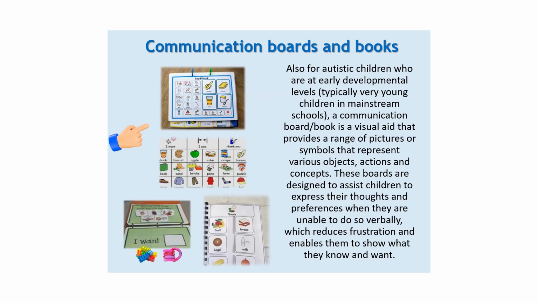Communication boards and books. Also for autistic children who are at early developmental levels, typically very young children in mainstream schools, a communication board or book is a visual aid that provides a range of pictures or symbols that represent various objects, actions, and concepts. These boards are designed to assist children to express their thoughts and preferences when they are unable to do so verbally, which reduces frustration and enables them to show what they know and want.